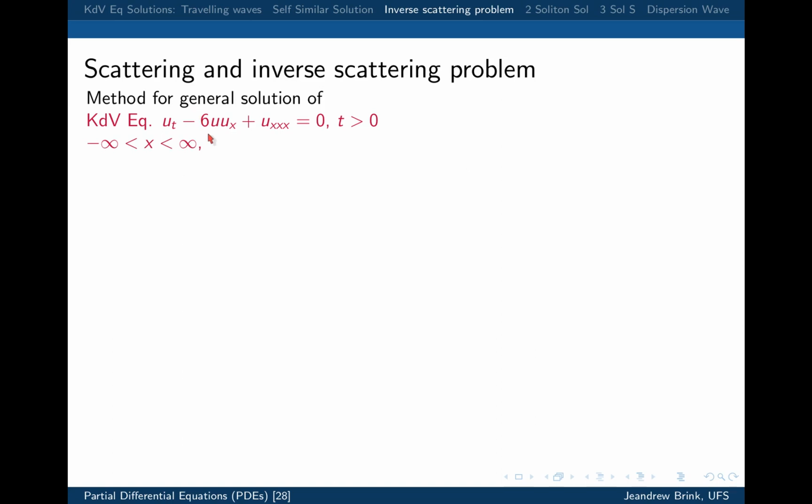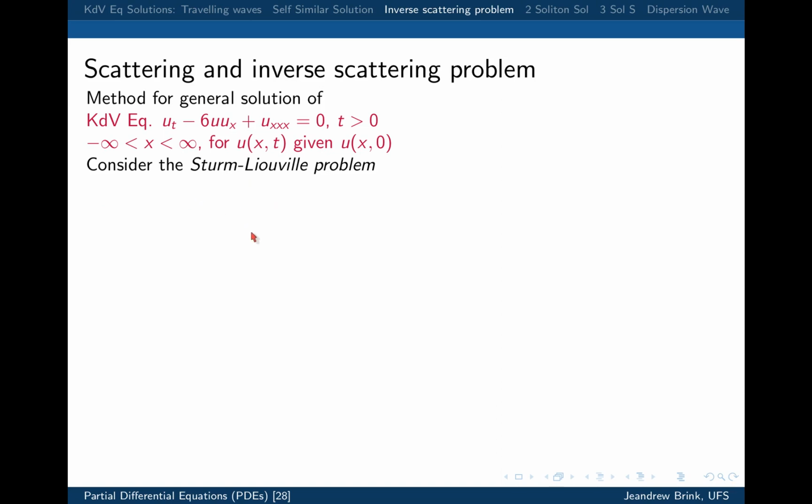Okay, and once again, we're going to solve it for t greater than 0 on an infinite domain. We're given just the initial condition on the infinite domain because we have one time derivative. So the way it goes is I'm first going to sketch the method and then apply it, and work out some of the consequences.